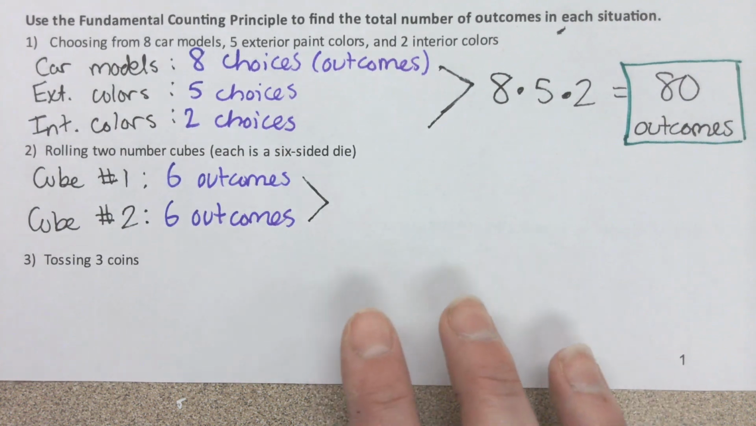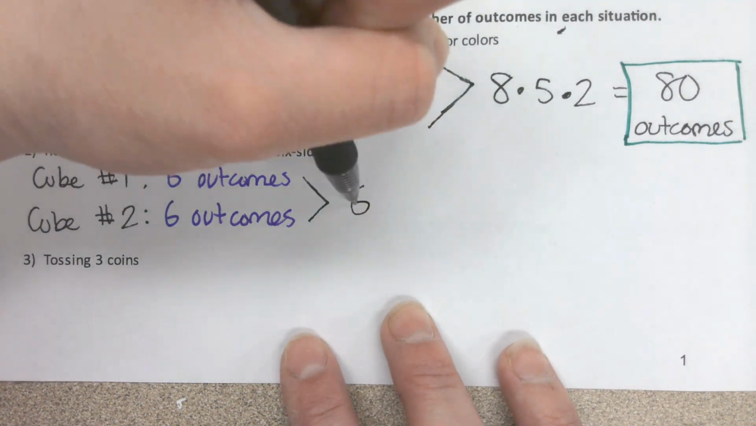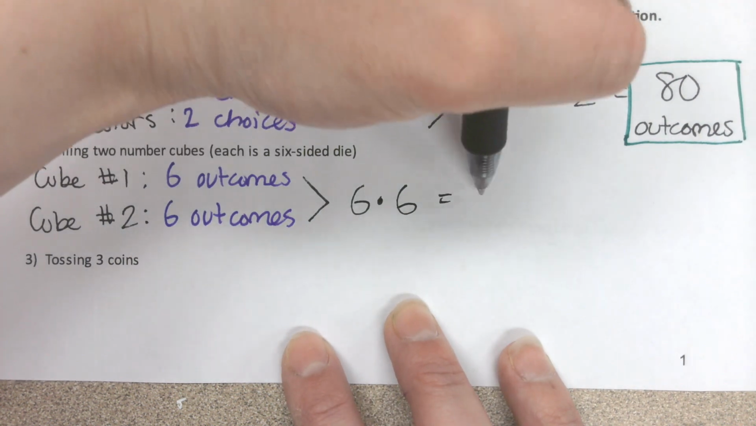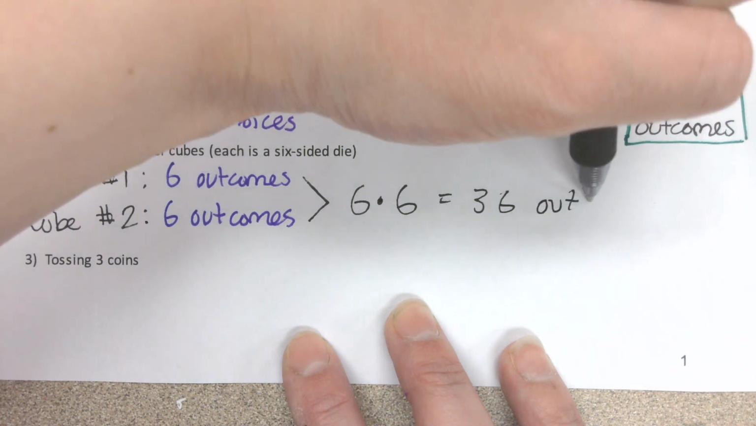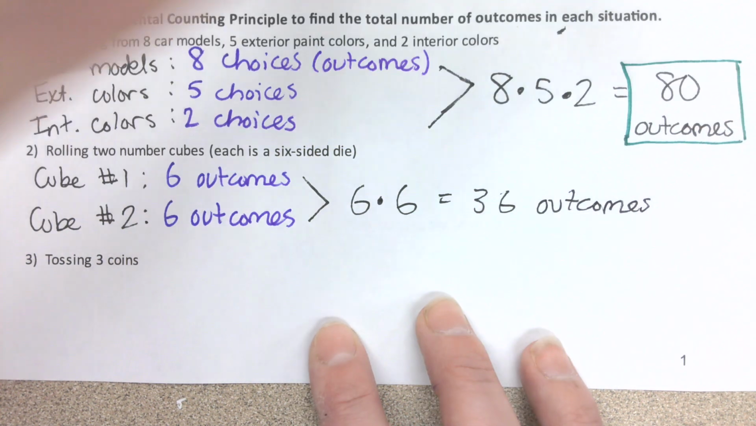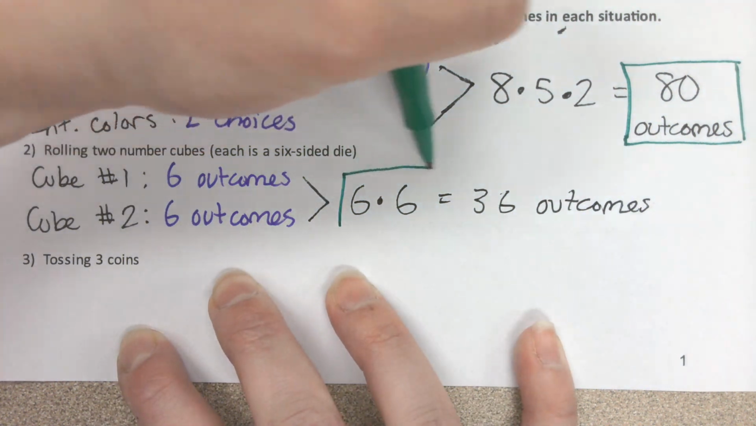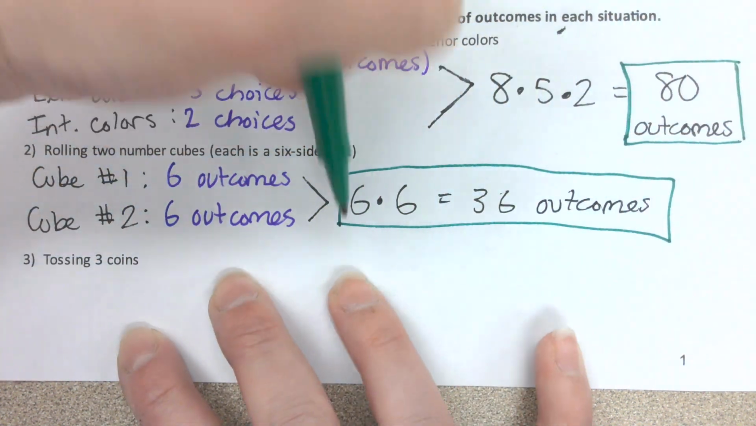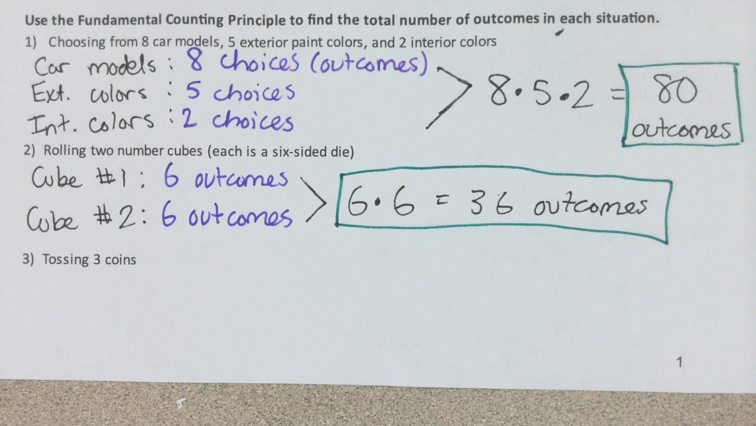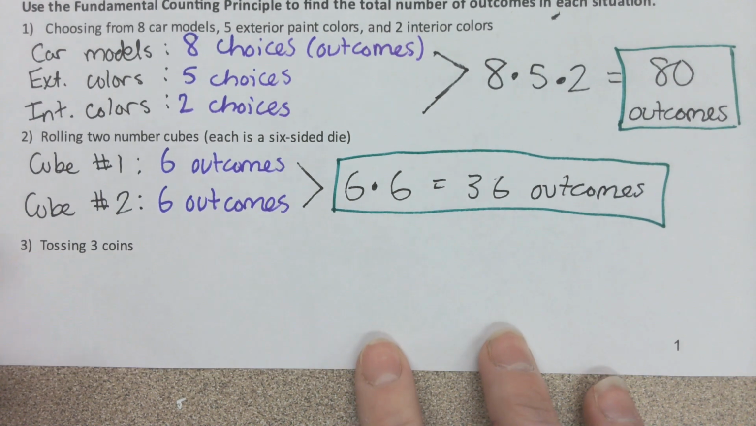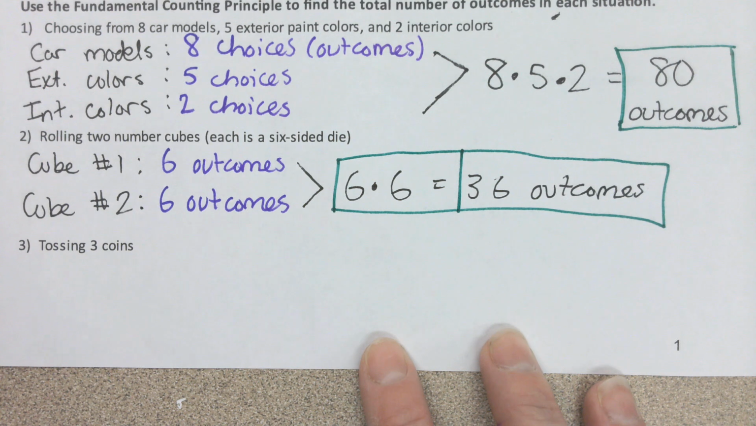Multiply them, not add them. 6 times 6. 36 outcomes when we roll a pair of dice. Didn't mean to box that whole thing, just the 36. That's okay.